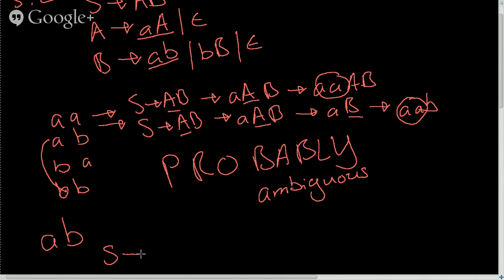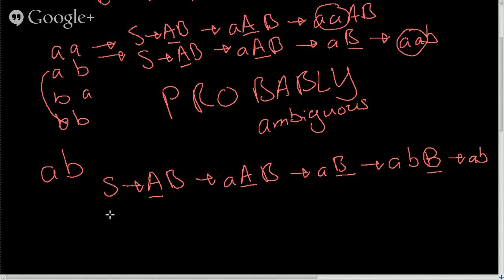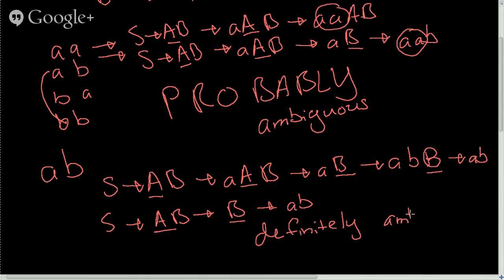So let's make AB. We're going to have S goes to AB, big A, big B, and this A is going to go to little a, big A, and then this A is going to go to epsilon, so that gives us little a, big B. This B is going to go to little b, big B, so that will give us little a, little b, big B, and then that B goes to epsilon, and that gives us AB. So there's one way. Here's the other way, and it's very easy. S goes to big A, big B. This A goes to epsilon, which just leaves us B. This B goes to AB, little a, little b, and there's our second way. So this language is definitely ambiguous.